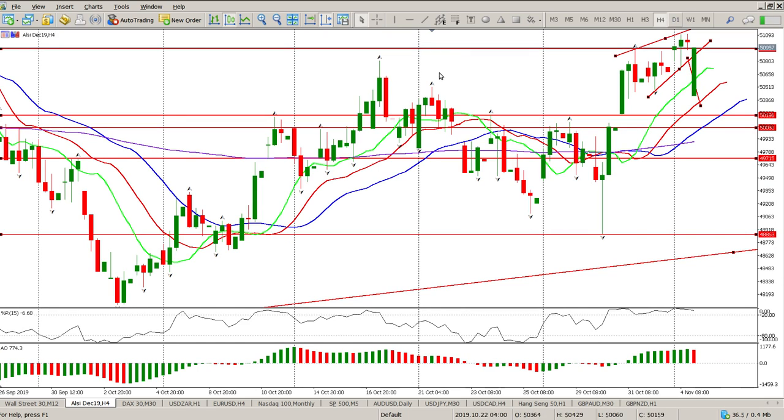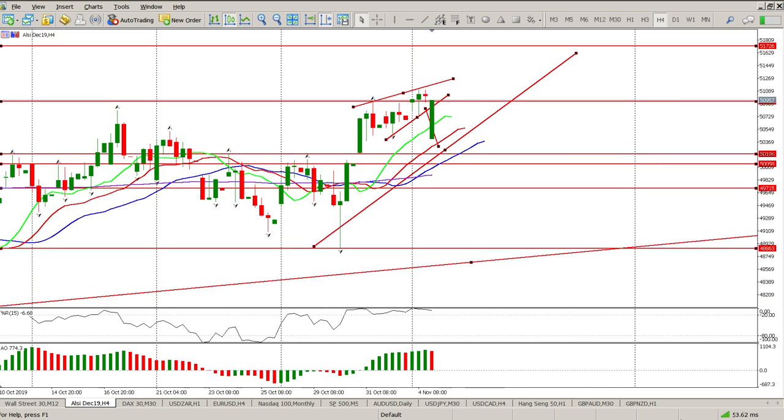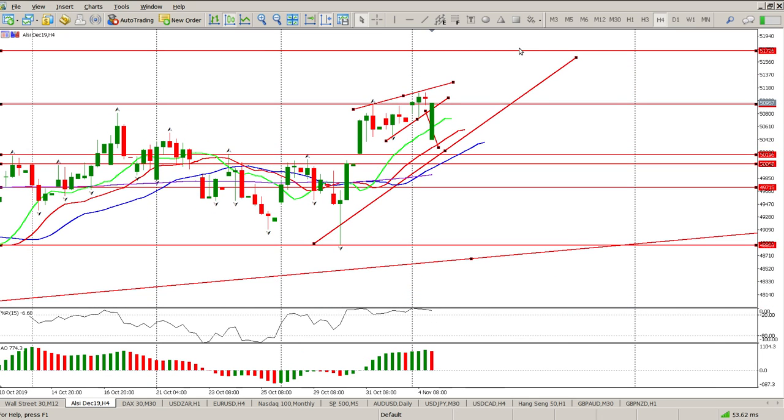And we still do have a measured move here as well. It's just whenever you've got so many lines drawn on your chart, it shows you how messy everything is actually. And that lines up with an upside target there of 51726.